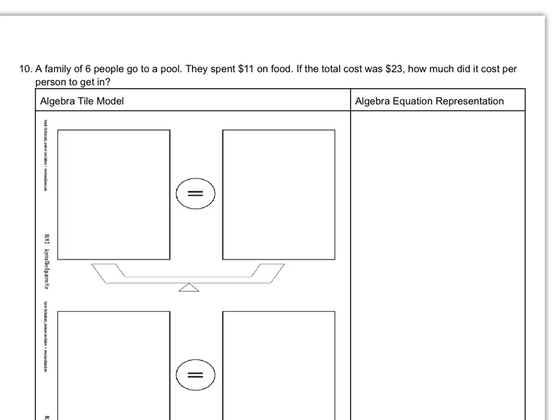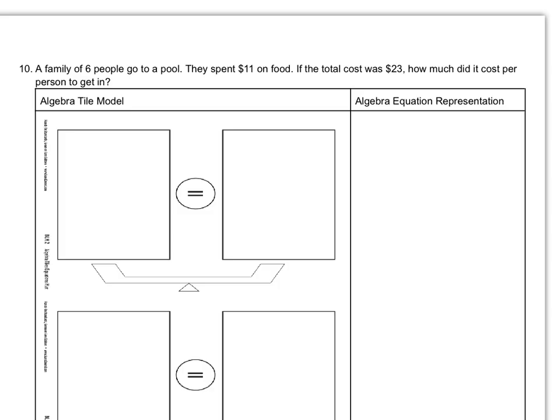Or does this look like number 9? Going to be a profit equation? We see that we're finding the total cost was 23. So we're making a cost equation here. So it's going to be like number 8. With that in mind, can you set up what you think this is going to look like?